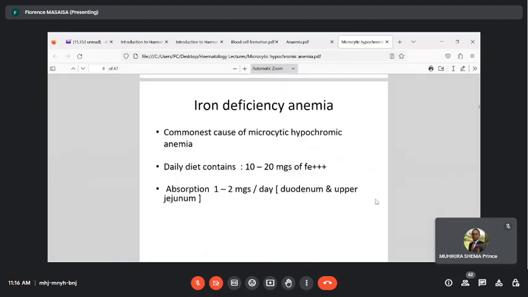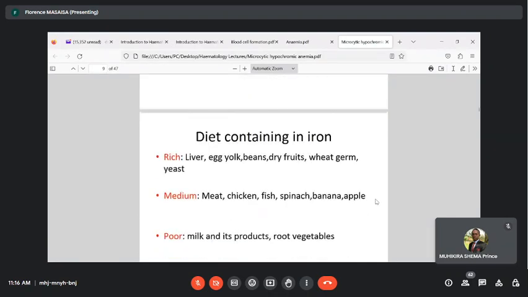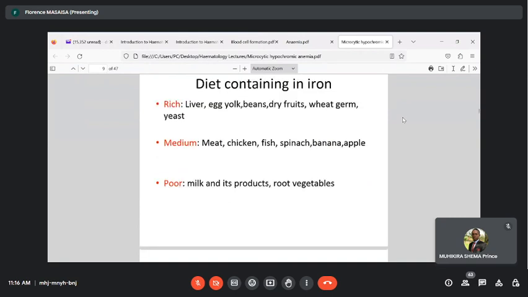How is the diet? Each diet we eat contains like 10 to 20 milligrams of iron. The absorption is like 10%. We get only 1 to 2 milligrams per day, at the duodenum and the upper jejunum. So these are the elements of diet which contain more iron. That's why, again, when you're asking your patient, you should also know the diet the patient is taking. Iron-rich items include liver, egg yolk, meat, beans, dry fruit, and so on. Medium are meat, chicken. Poor, consider cow milk, root vegetables.